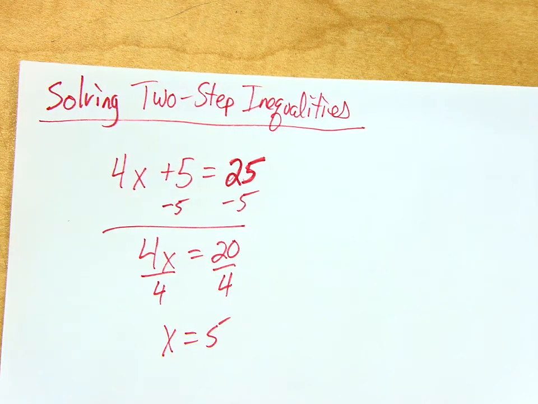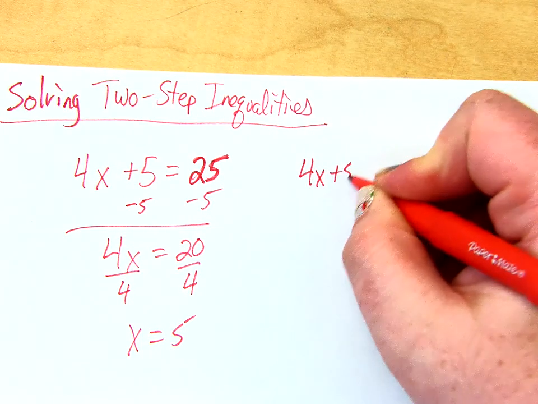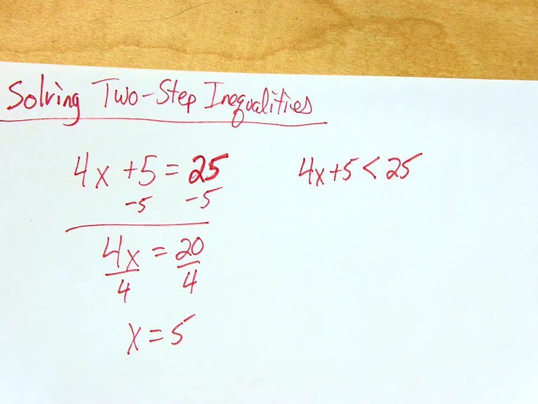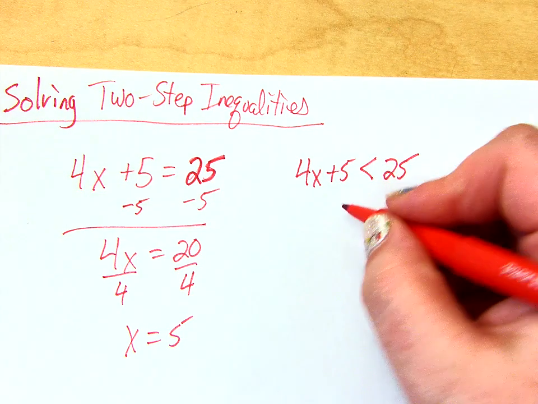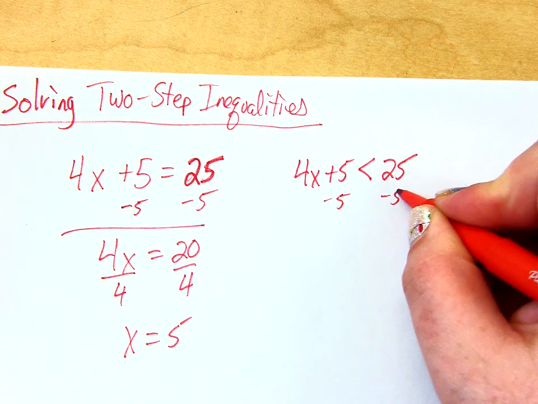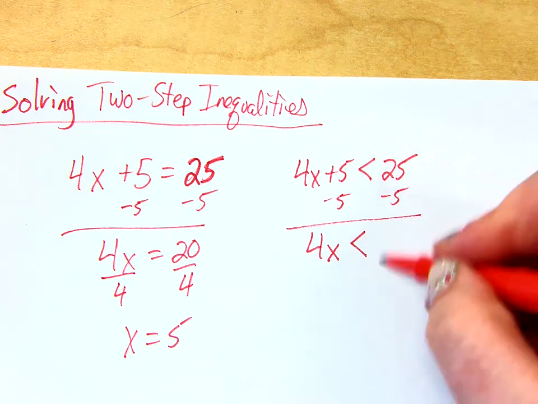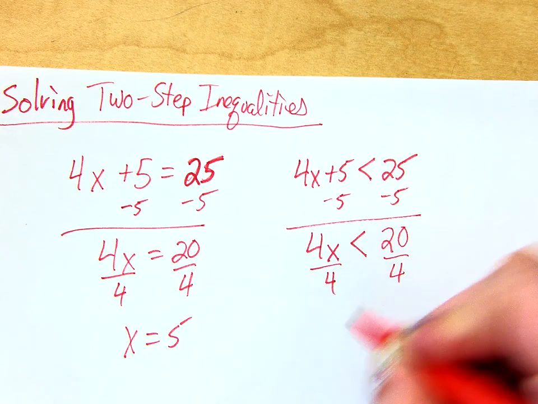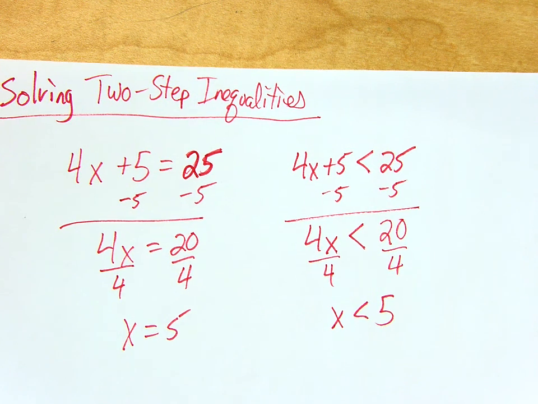the same exact way. So let's say that this had been 4x plus 5 is less than 25. It doesn't matter. I still do the steps the exact same way. So I'm still going to start off by subtracting 5. It's just that instead of writing an equal sign, I just keep writing this inequality sign. Divide by 4, divide by 4. Well, I get x is less than 5.